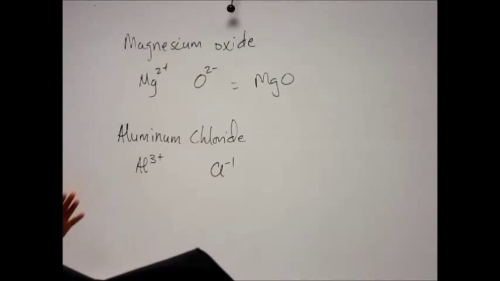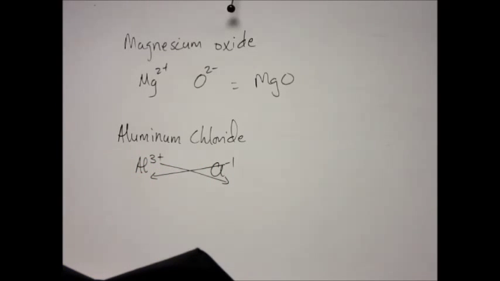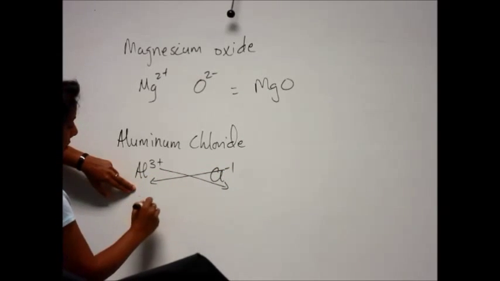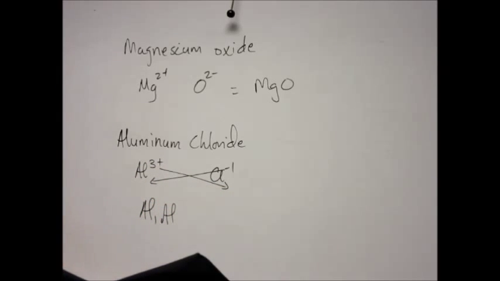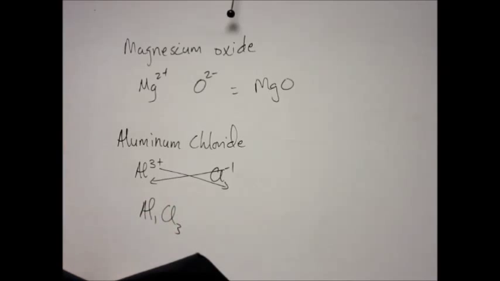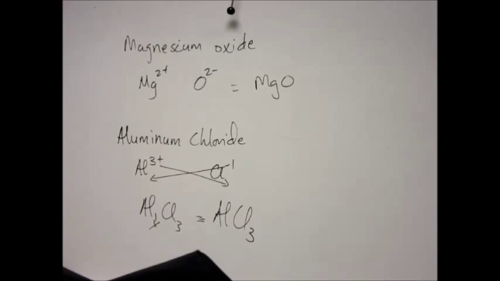The other way to do it, which is really very easy, is the crisscross method like this. You're cross multiplying with each other. So for aluminum, you will have 1, and for chlorine, you will have 3. You just don't put the charges down there, you just put the numbers. That's all it is. And of course, if you have 1, you don't write the 1, so this becomes AlCl3, aluminum chloride.